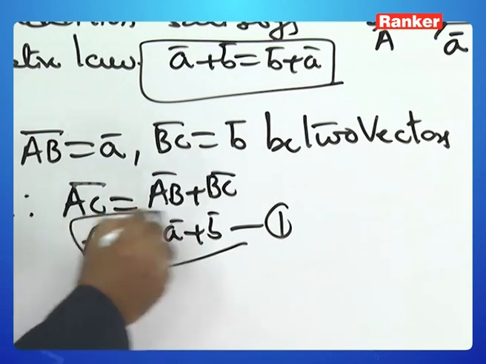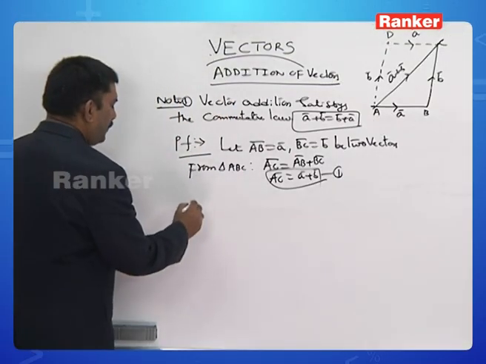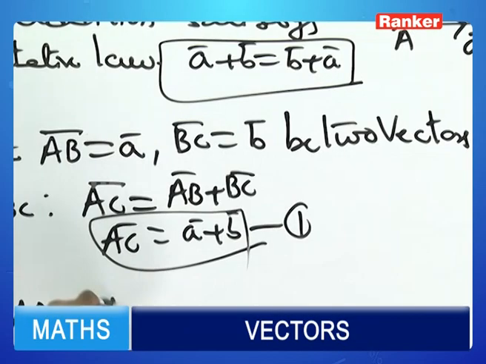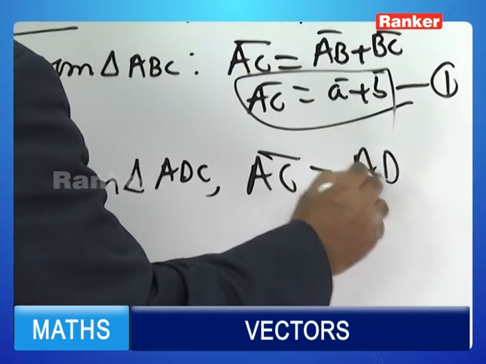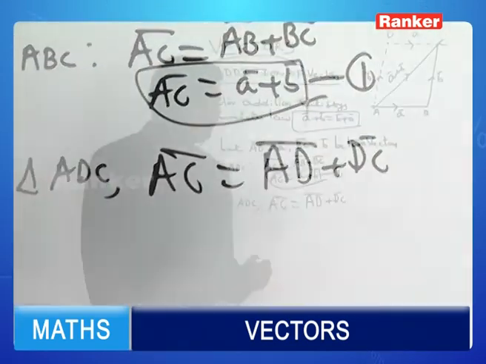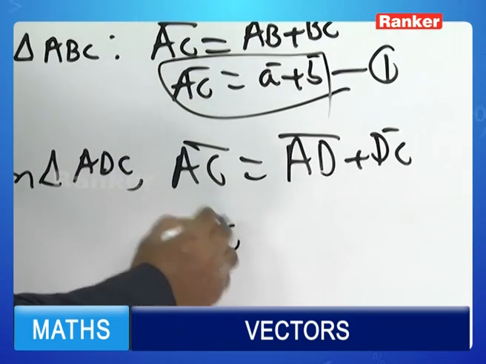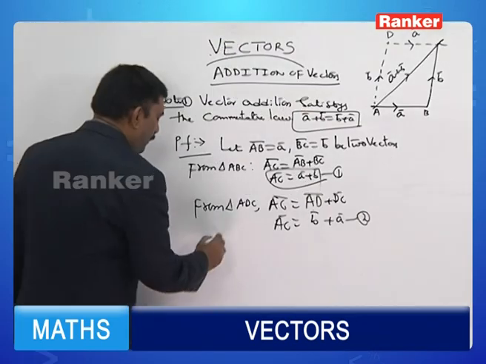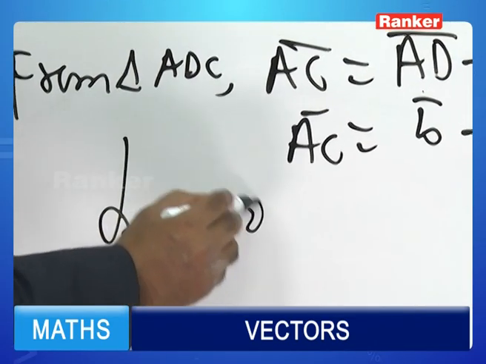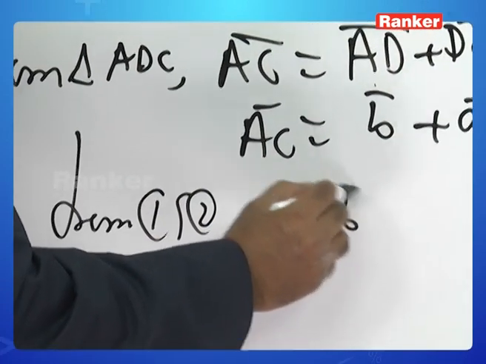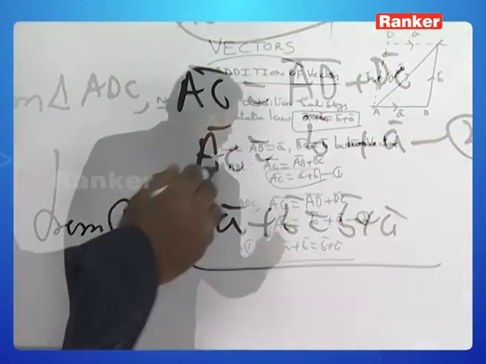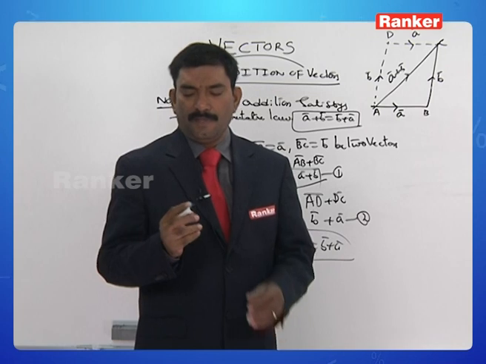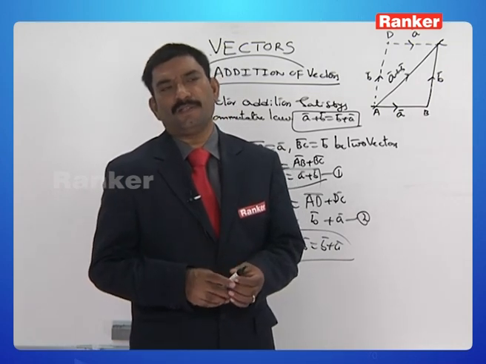You call it 1, right? And next, from triangle ADC, AC bar can also be written, by using vector addition, as the terminal point of the first vector coincides with the initial point of the second vector. This is B bar, this is A bar, this is 2. From 1 and 2, A bar plus B bar is equal to B bar plus A bar. Hence, we can say that vector addition satisfies the commutative law.